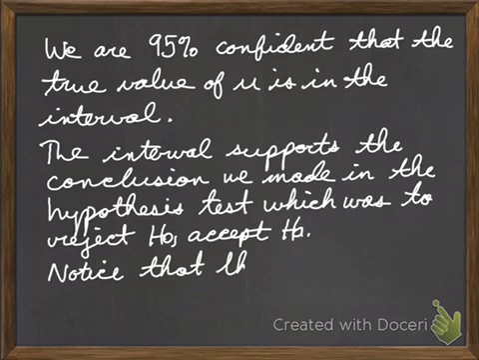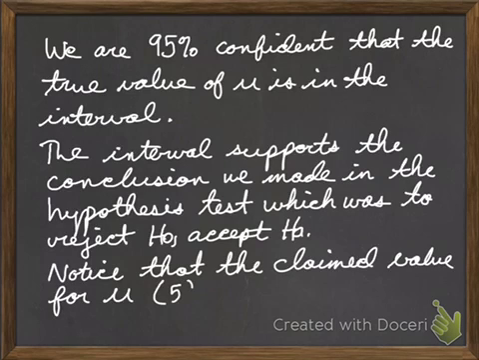And you can see this because you'll notice that the claimed value for mu, which is 5, is not contained in the interval.